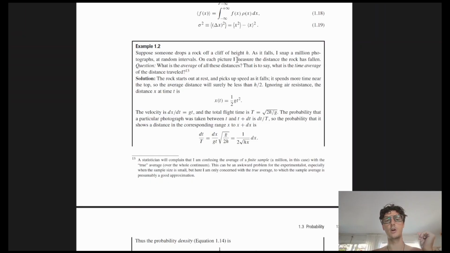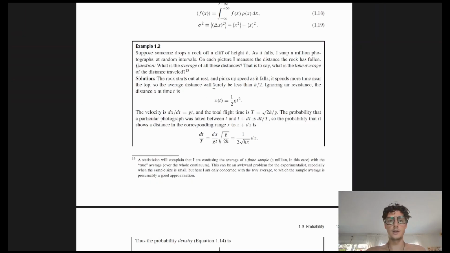Suppose someone drops a rock off a cliff of height h. As it falls, I snap 1,000,000 photographs at random intervals. On each picture, I measure the distance the rock has fallen. Question: what is the average of all those distances? That is to say, what is the time average of the distance traveled? Interesting problem. We're not going to solve it. We're just going to read the solution.